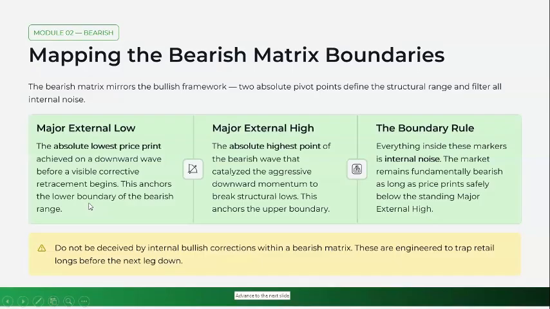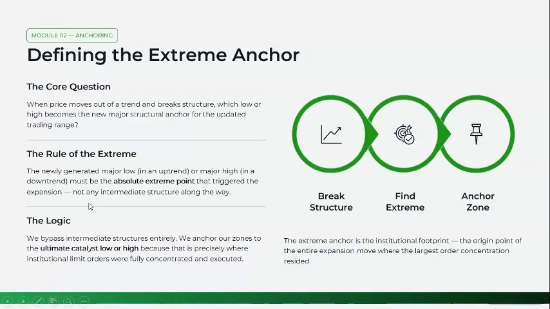So we have defined the extreme anchor, break of structure, and the anchor zone. As I said, the question that usually comes up is, when structure breaks, which specific high or low becomes our official new anchor? Remember, I was talking about the highest price and the lowest price.